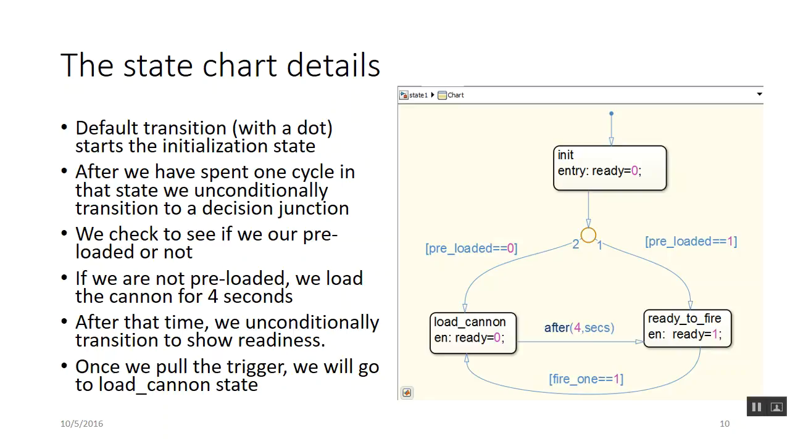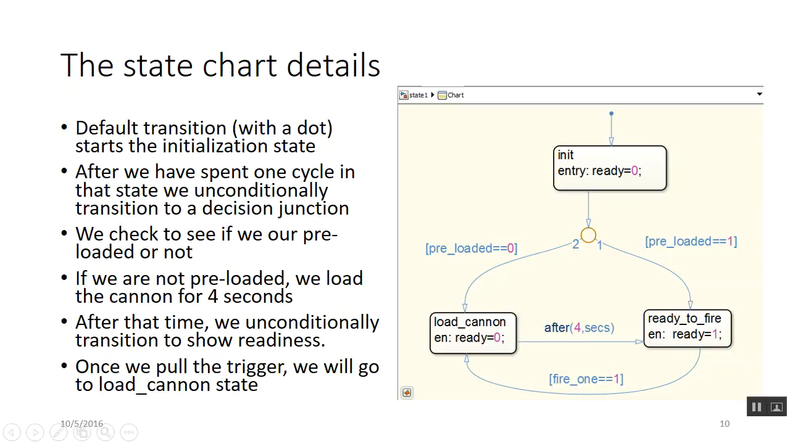Okay, so what we're modeling here on the right is when you first turn on, when we first start the simulation, it goes into this init state, up in the upper right. And there's the default transition, and then it unconditionally goes to this junction. And it says if preloaded is equal to 1, then it's ready to fire. And if preloaded is equal to 0, then load the cannon.